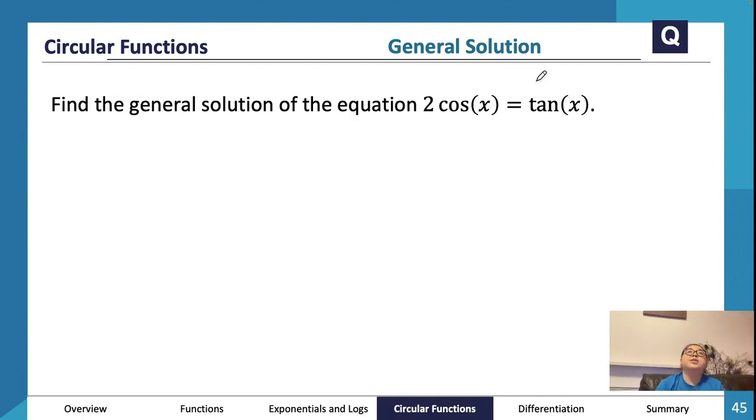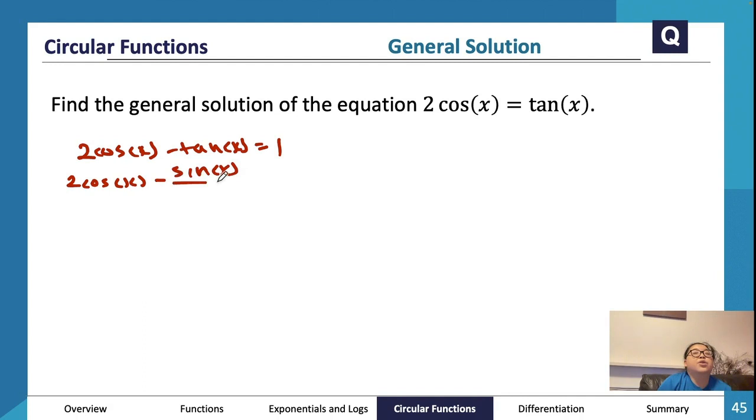Cool. So it's asking us to find the general solution of cos x equals tan x. Alrighty, so 2 cos x minus tan x, and why I'm taking it to the other side first is I want to avoid any incidents of me just randomly removing solutions, that equals 1. All right. So the first thing I'm going to do is rewrite this tan x as sine x over cos x, and that's going to equal 1.